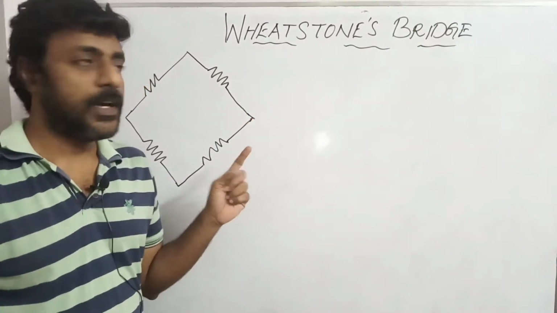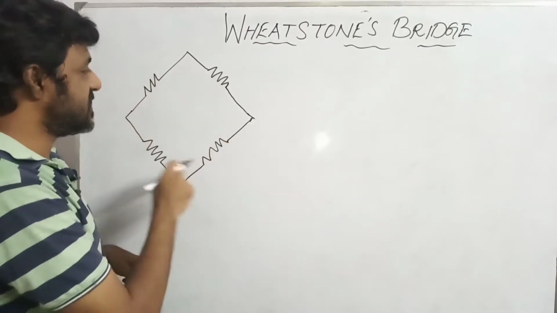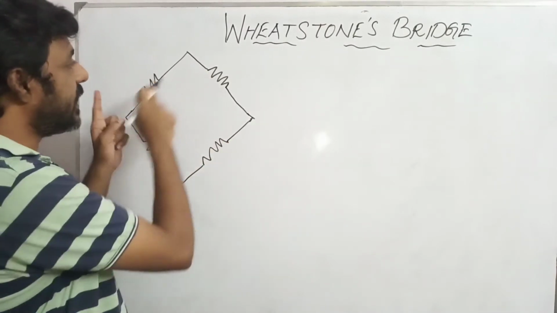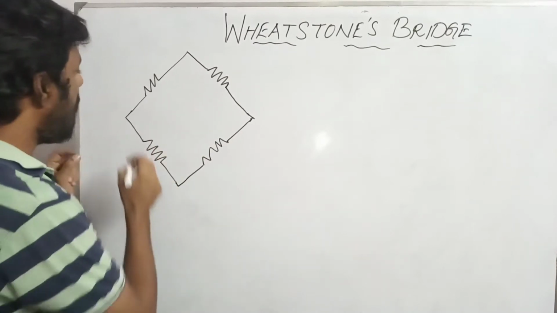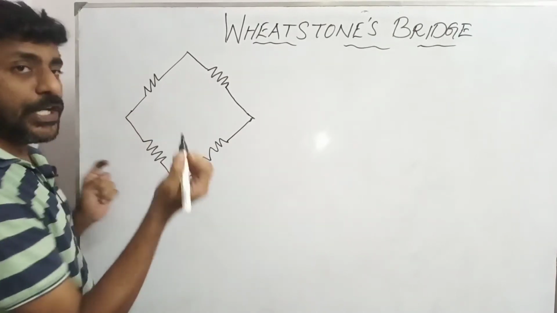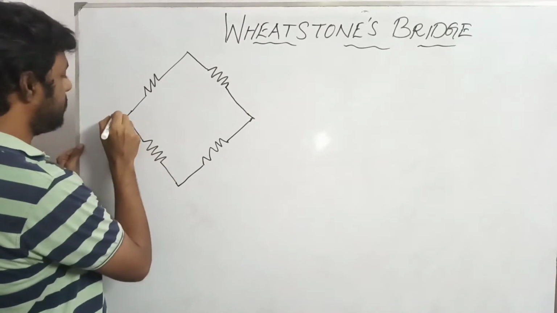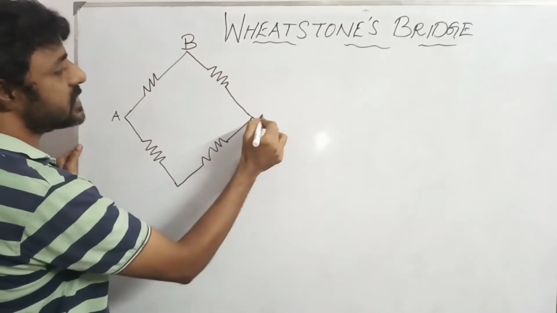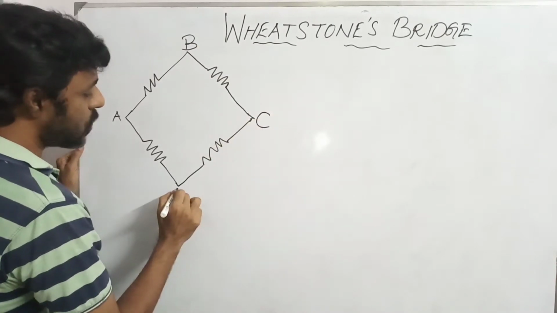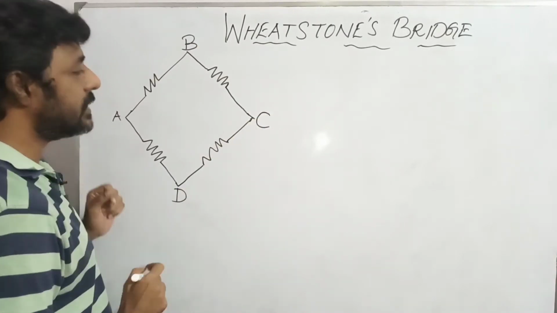Here in this figure, you have four resistances that have been connected in a definite fashion, right? So first thing is that I am going to mark the points: this one is A, this one is B, this one is C, this one is D, right?